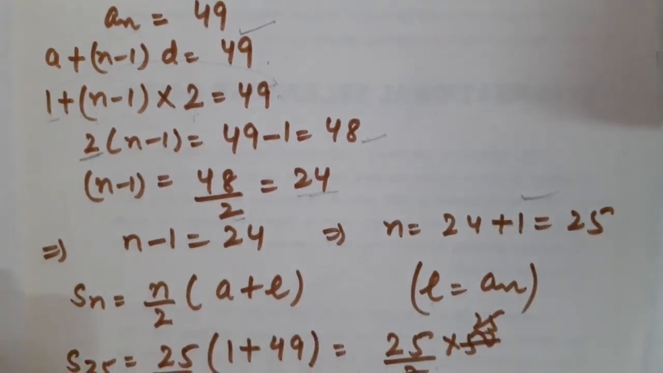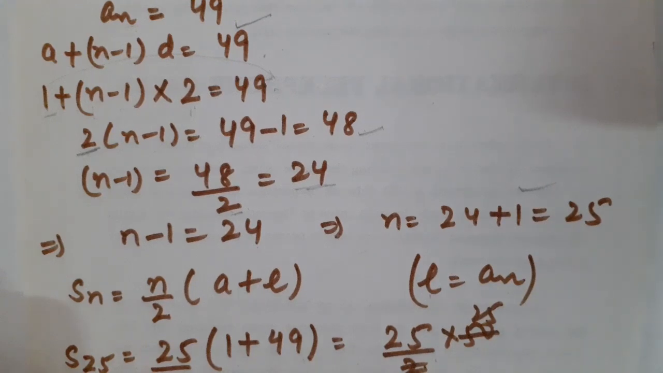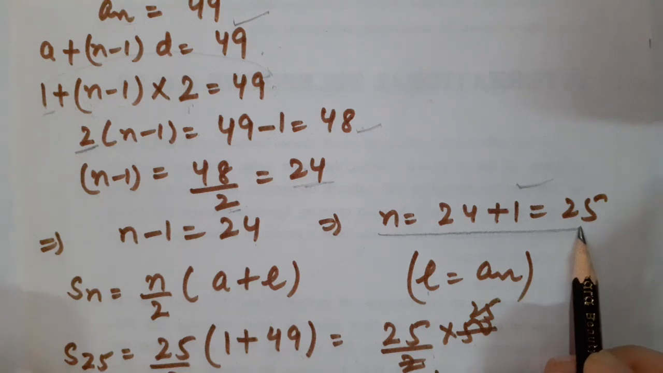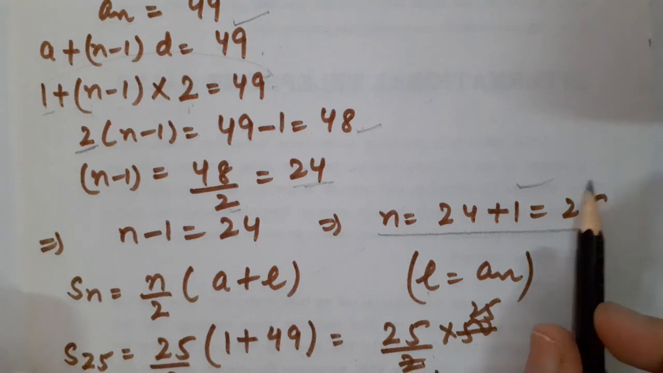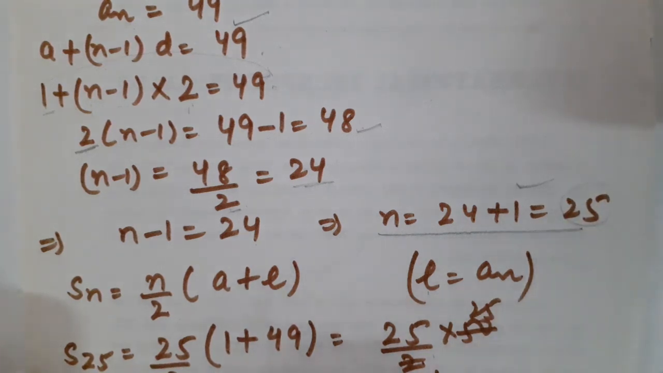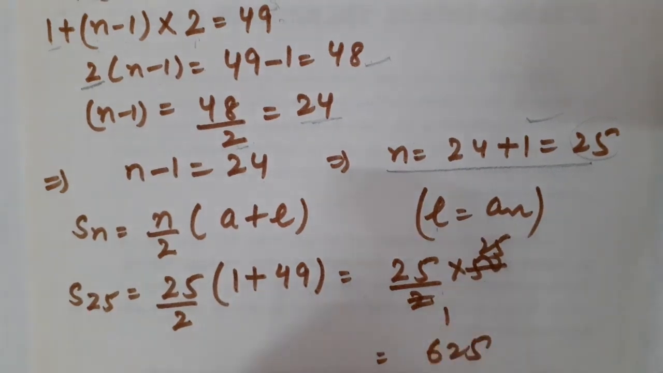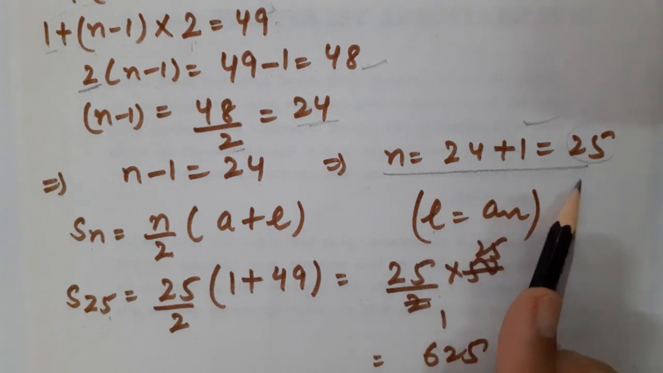Because children, we were asked to find the sum of the odd numbers between 0 and 50. Until or unless we know how many odd numbers there are, we cannot calculate their sum. Fine. So that's why we have calculated n first, because n shows the number of terms basically. Means there will be a total of 25 odd numbers between 0 and 50. Correct. Now we have to calculate Sn, that is, we have to calculate S25. Fine, because they are 25 in number.